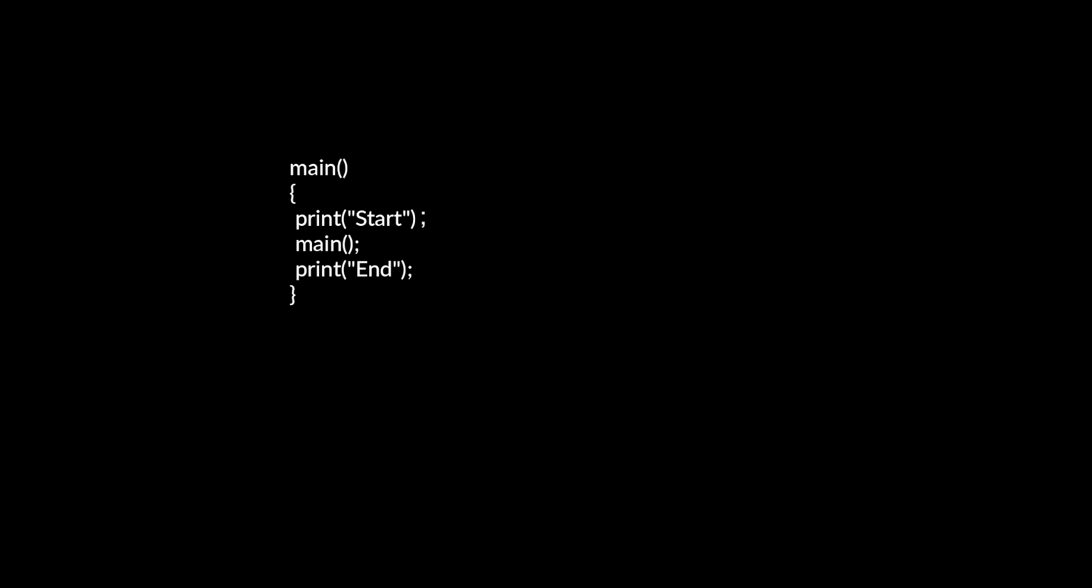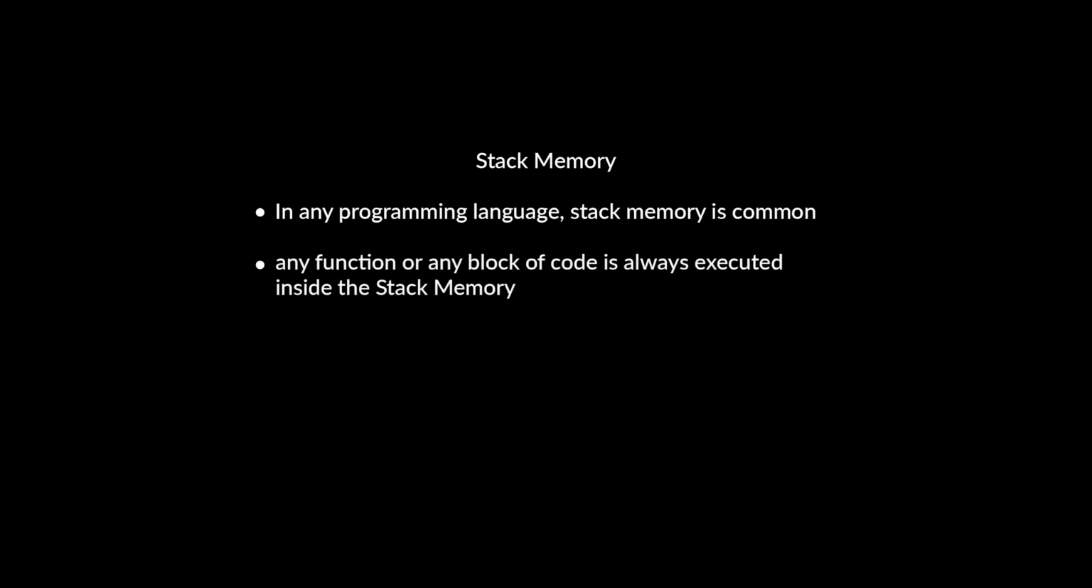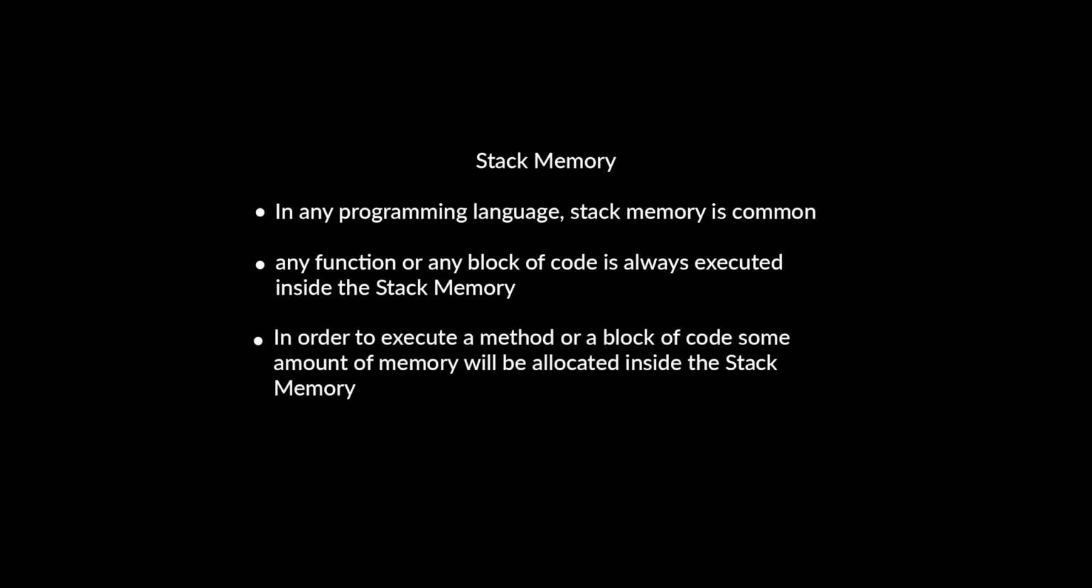In general, to execute functions in the application inside the RAM, a memory will be allocated. This memory is called the stack memory. I am not talking only about C language; in any programming language, stack memory is common and any function or any block of code is always executed inside the stack memory. In order to execute a method or a block of code, some amount of memory will be allocated inside the stack memory. This particular amount of memory is called frame.